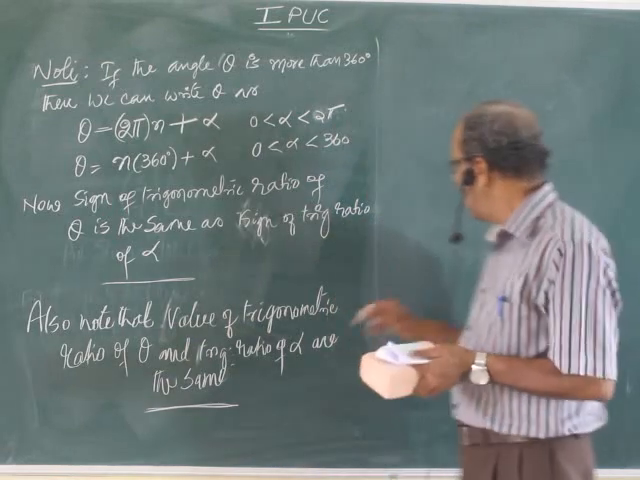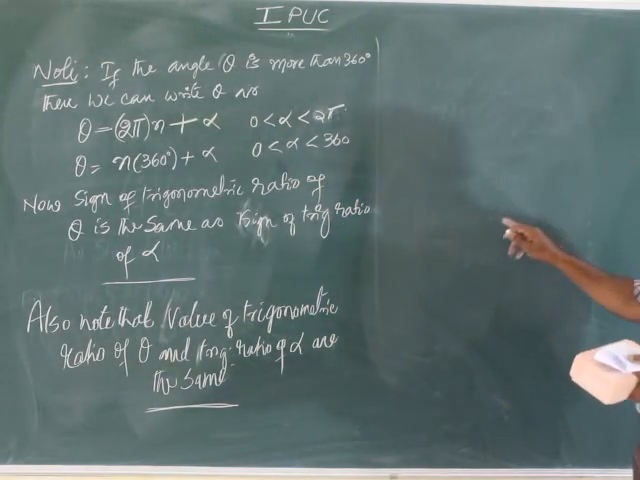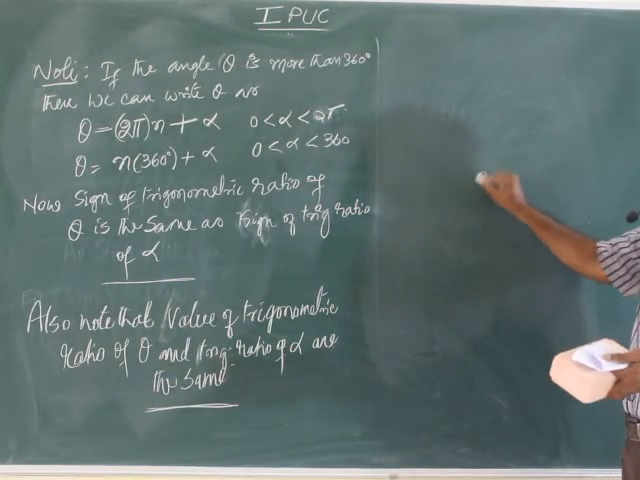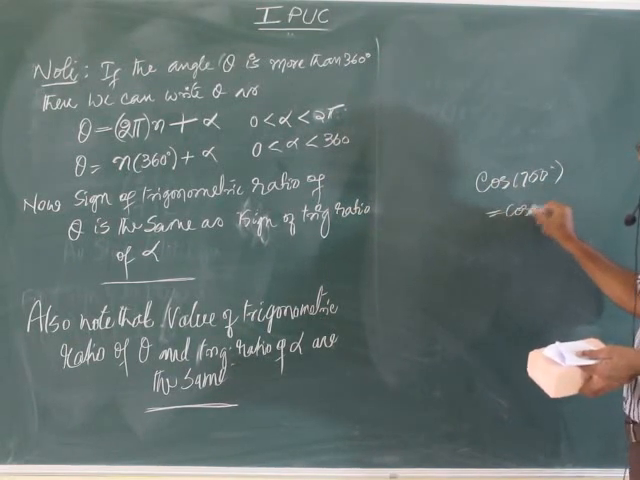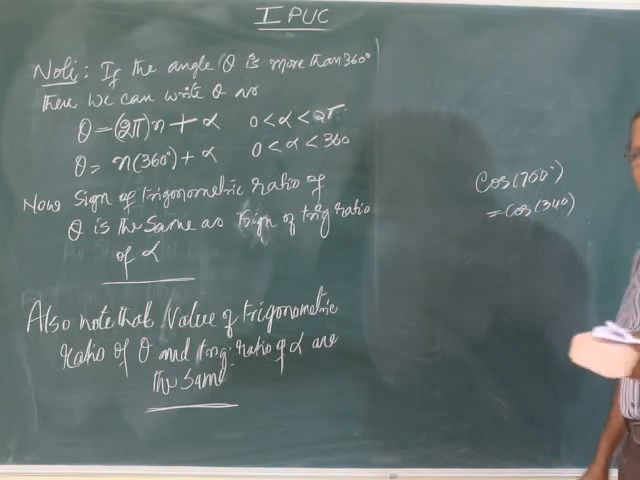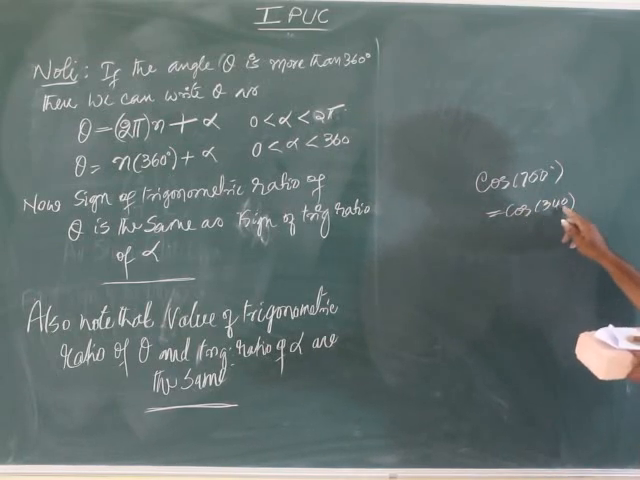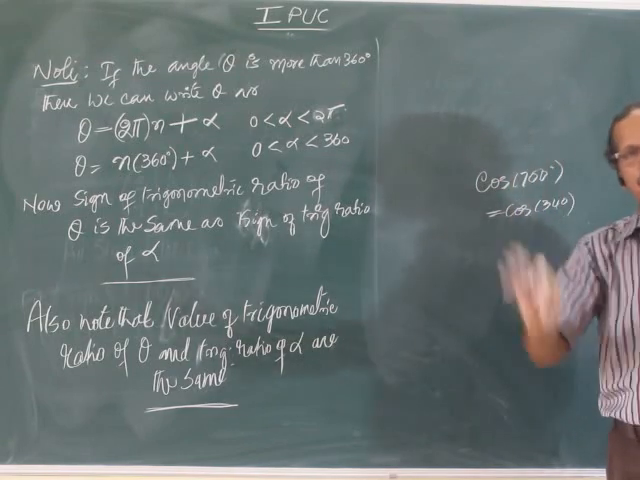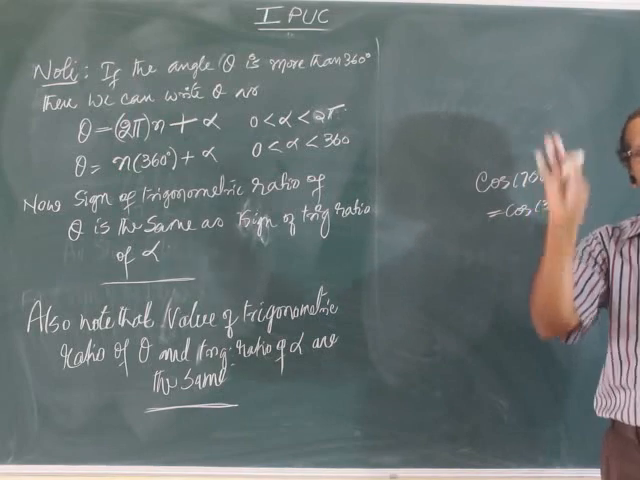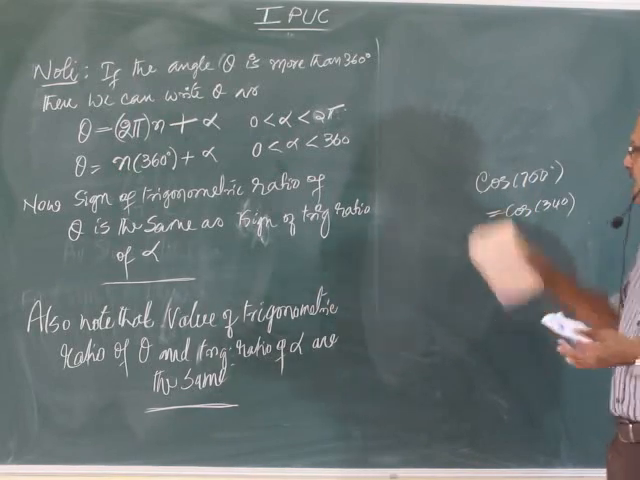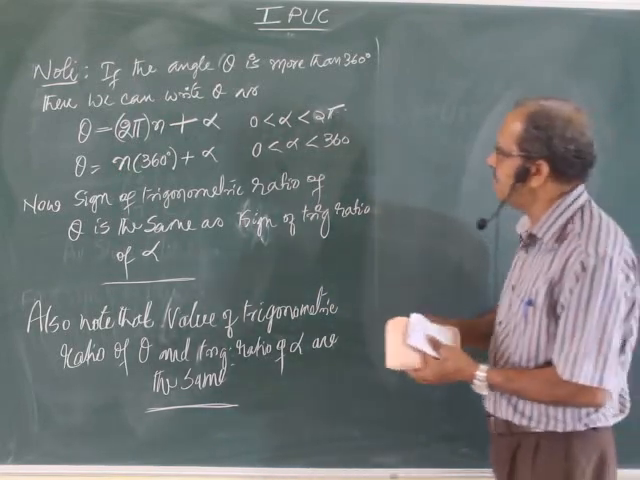That means cos 700 I have written here, no? The value of cos 700 is the same as cos of 340. Value of cos 340 is exactly equal to cos of 700 degrees. Value is also the same, not only the sign, plus or minus. That's what I have written there. Anyway, example I have given.